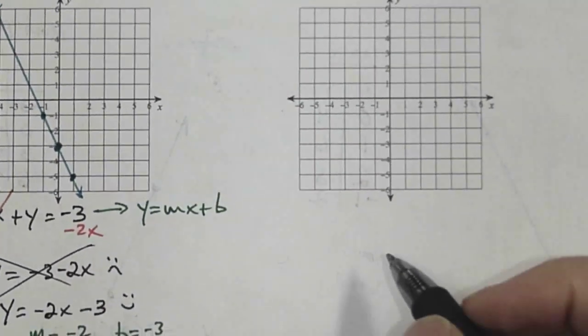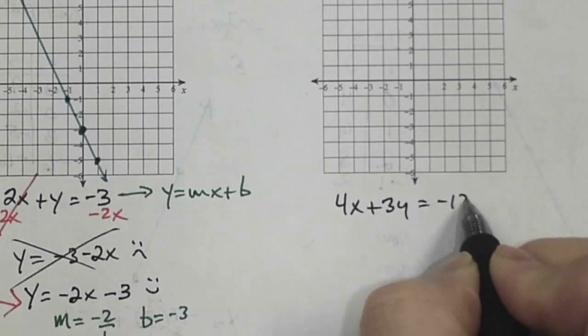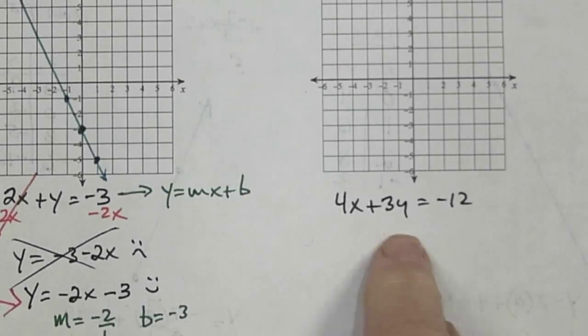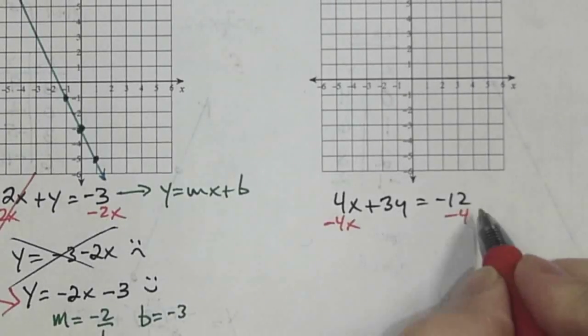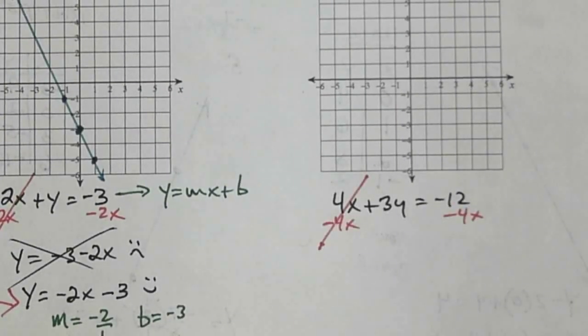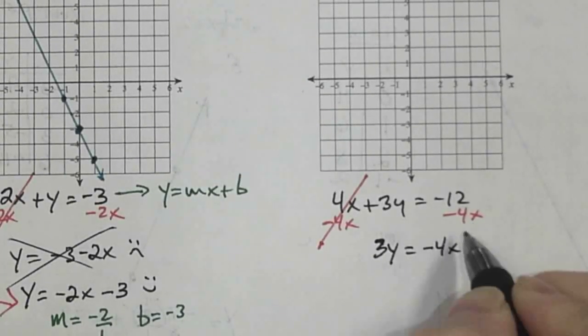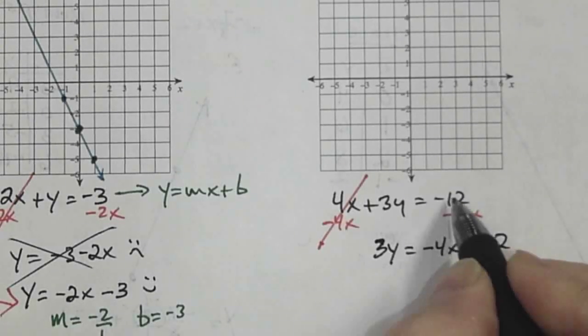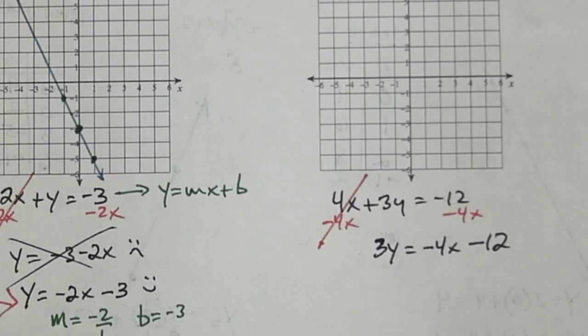Okay, the next equation, I'm going to just keep down here. It says 4x plus 3y equals -12. So let's convert that into slope-intercept form. Subtract the 4x. Get x and y on different sides. 3y equals, let's put the x first, and then the -12. Be careful, sometimes it's positive, so you put plus.